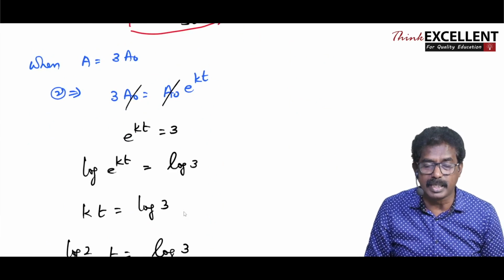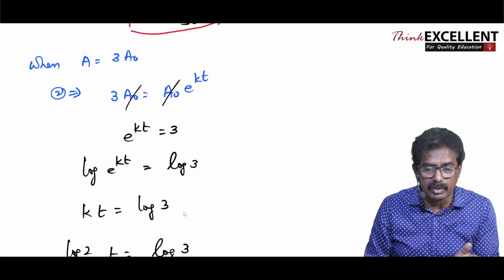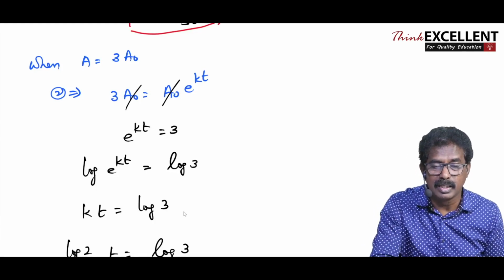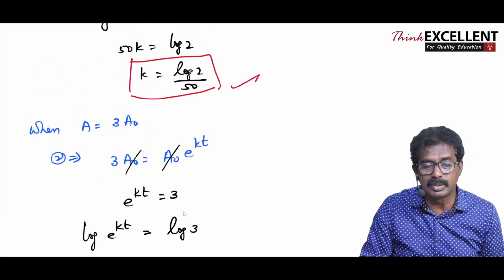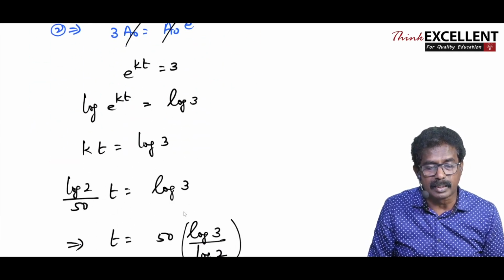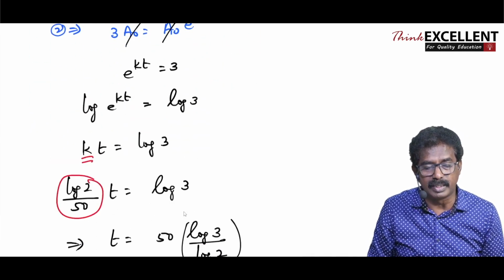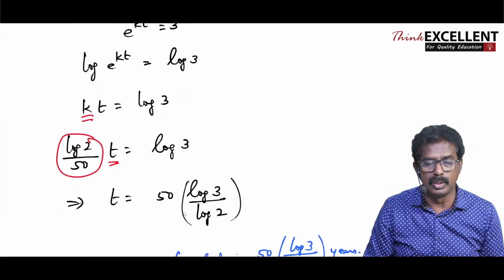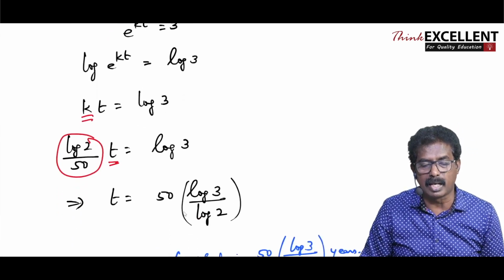இதுலேருந்து t கண்டுபிடிக்கணும். டேக் log, அதே kt ஃப்ரண்ட்ல வரும். log e is 1, log 3. kக்கு வேல்யூ கண்டுபிடிச்சிருந்தோம்ல, that k value, this value you substitute log 2 by 50. இந்த kக்கு இடத்துல log 2 by 50 equal to, அப்போ t கண்டுபிடிக்கணும்னா cross multiply, the 50 goes up and the log 2 will come down. அப்போ 50 into log 3 divided by log 2, that is the answer.